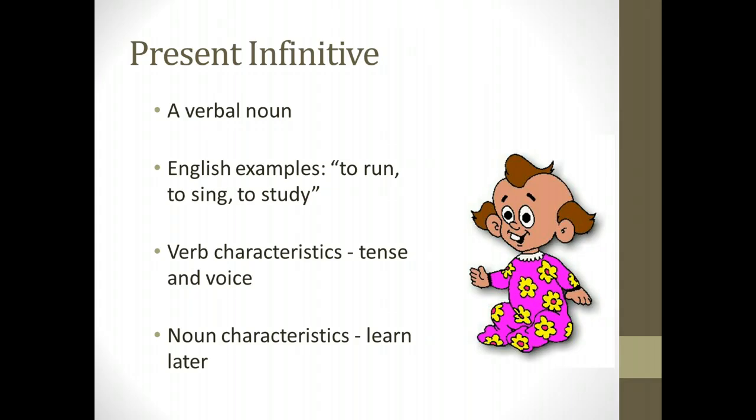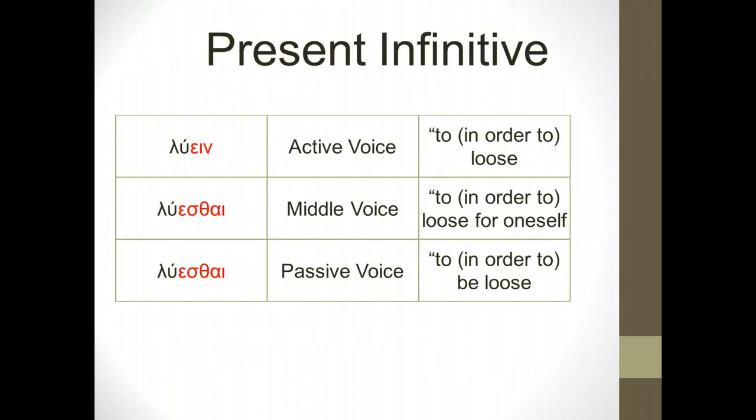All right, and actually the verb characteristics of tense and voice are here, but it also has some noun characteristics that you're going to learn later. At this point, what's most important for our purposes in this course, because we're going to deal with infinitives a lot more next term, is simply to learn the different endings for the present infinitive and how to translate it. So here are three new endings. I know you're more than happy to hear this.